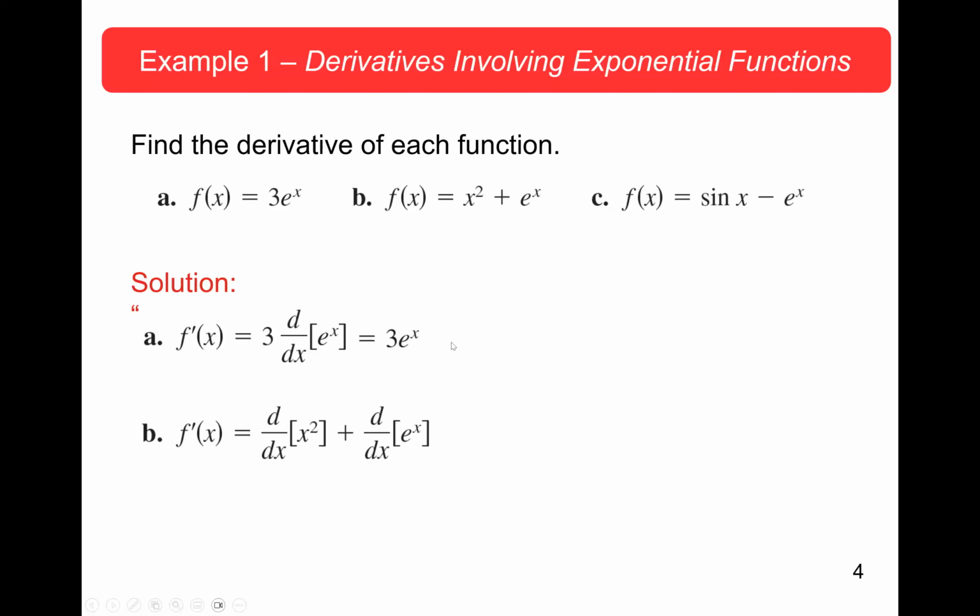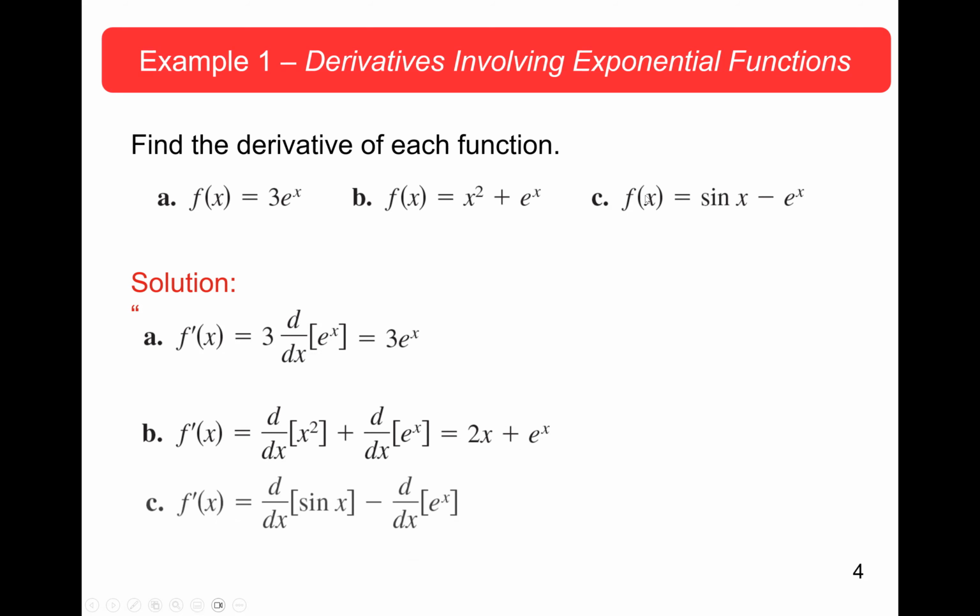Now, the second example, we have f of x equal to x squared plus e to the power x. So we can find the derivative of x squared, which will give us 2x. Then the derivative of e^x will give us e^x. So our answer will be 2x plus e to the power x.